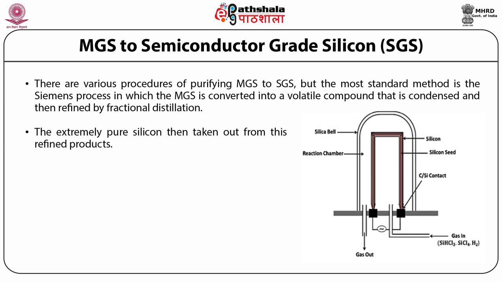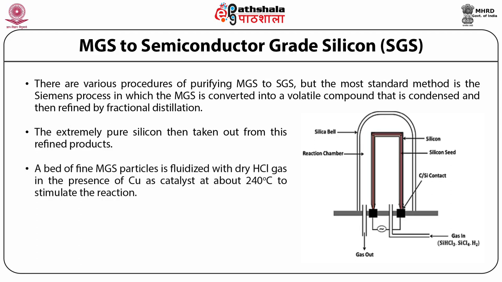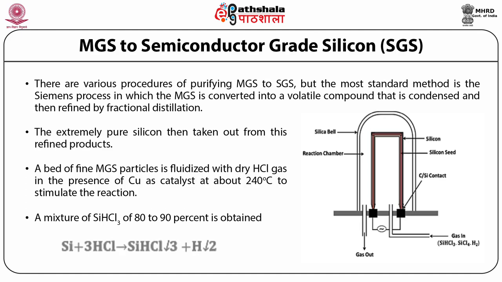The detailed procedure is that a bed of fine MGS particles is fluidized with dry HCl gas in the presence of copper as a catalyst at about 240 degrees Celsius to stimulate the reaction. A mixture containing 80 to 90% SiHCl3 is obtained, and the reaction which governs this process is Si plus 3HCl gives SiHCl3 plus H2. The gases emitted pass through a condenser and are condensed.